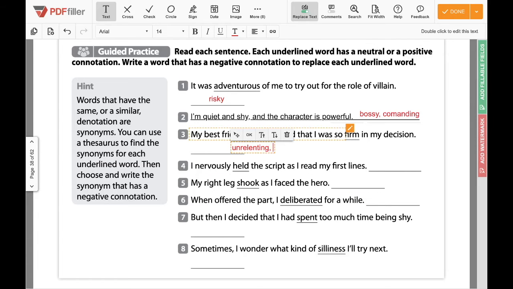So you could also say uncompromising, which compromising is to listen to other people's opinions. So if they're not willing to compromise, they're not willing to listen to the other person's opinion, which would mean basically the same thing as firm here.